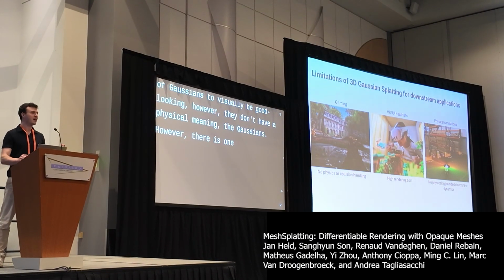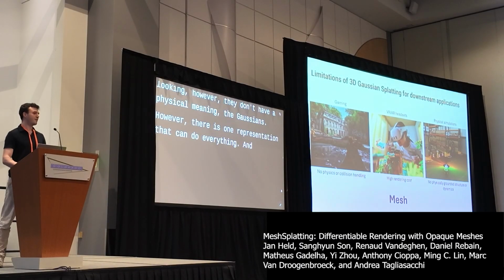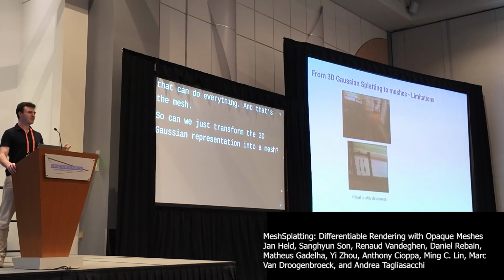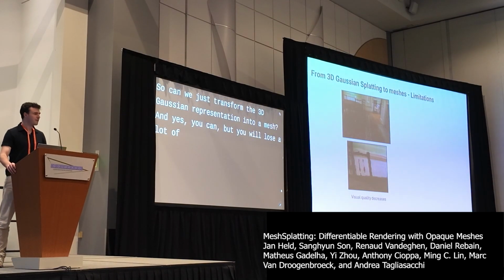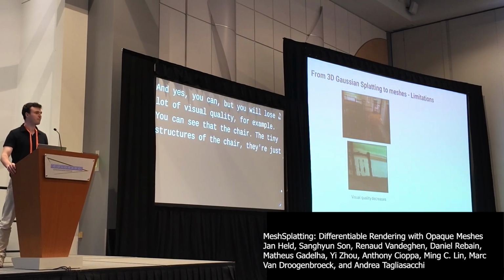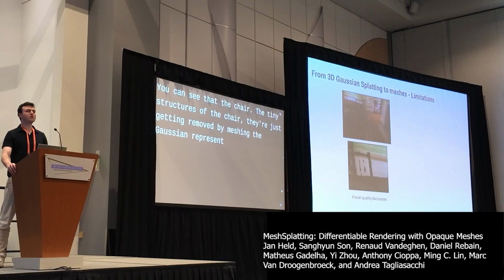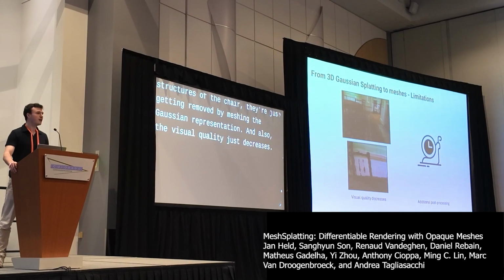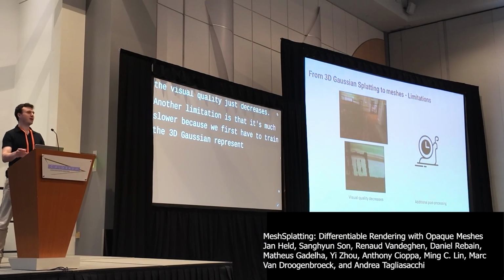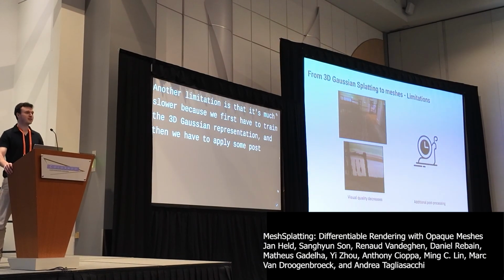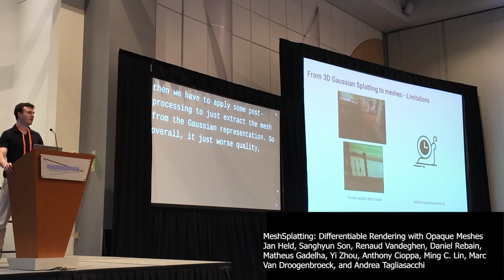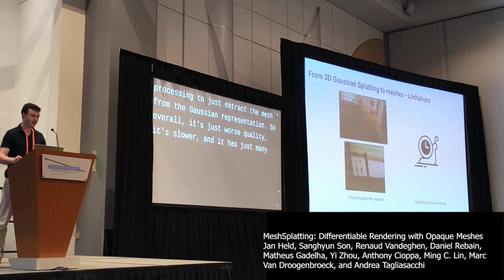However, there is one representation that can do everything, and that's the mesh. So can we just transform the 3D Gaussian representation into a mesh? Yes, you can, but you will lose a lot of visual quality. For example, you can see that the tiny structures of this chair are just removed by meshing the Gaussian representation. Another limitation is that it's much slower, because we first have to train the 3D Gaussian representation, and then we have to apply some post-processing to extract the mesh from it. So overall, it's worse quality, it's slower, and it has many limitations.